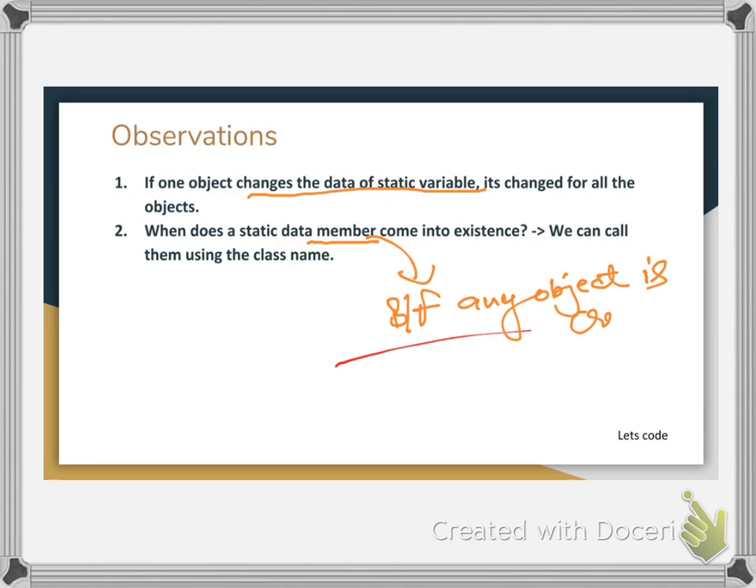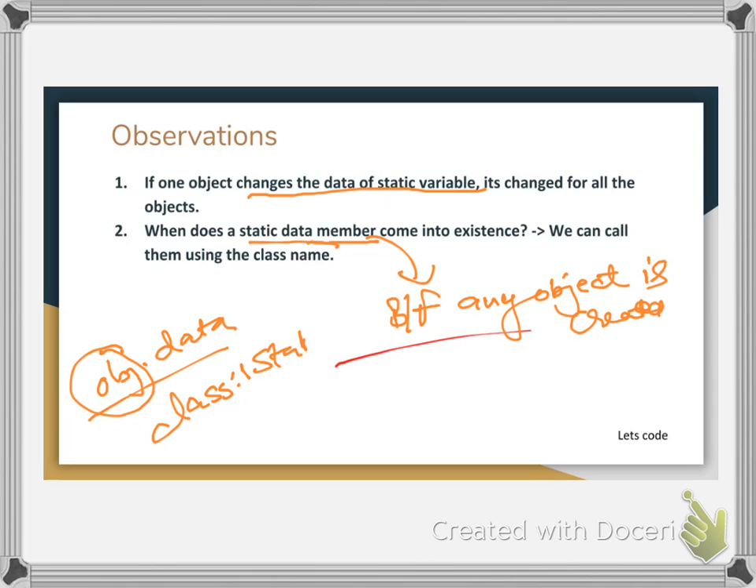And that's why we can call it using your class name even before any object is created. So it doesn't hold good for any other data member in the class. All the data members can be accessed only by their object name followed by data name. But in the case of your static data member, even if an object is not there, they exist and you can access them using your class name, right? Okay.